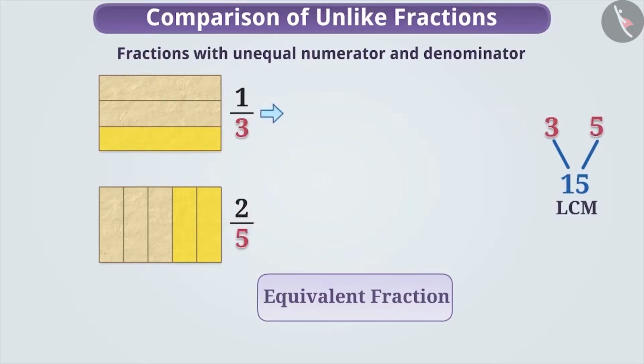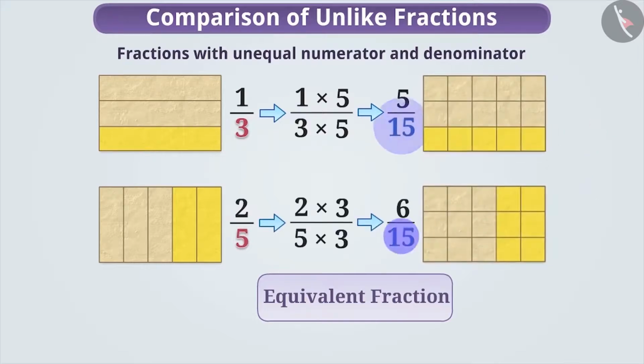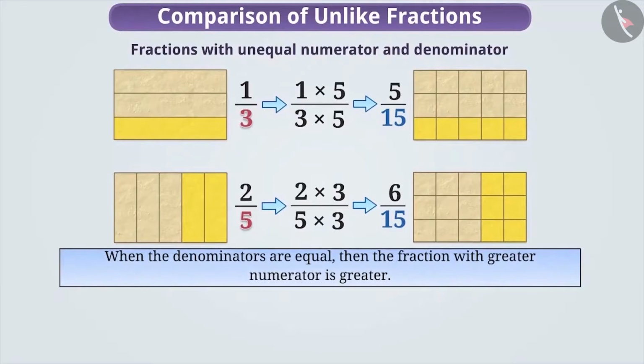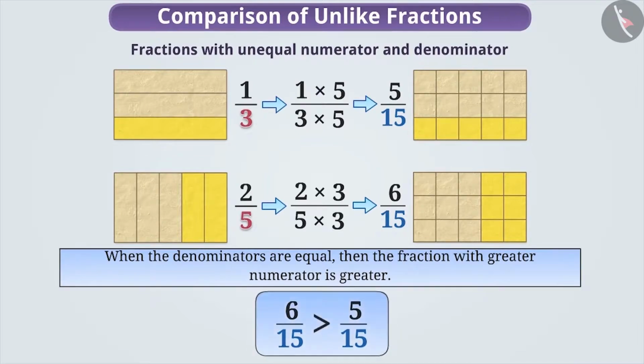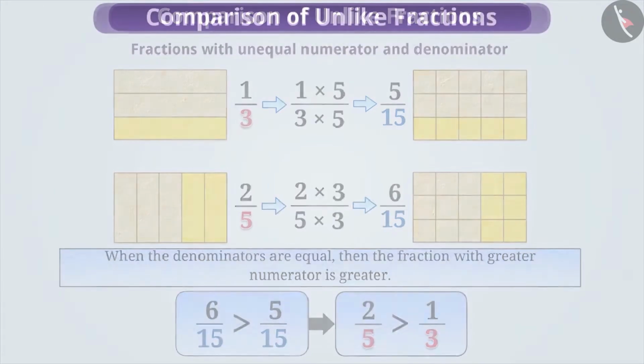We will multiply the numerator and denominator of 1 by 3 by 5 to get the fraction 5 by 15. Similarly, the fraction 2 by 5 is multiplied by 3 to get 6 by 15. Here, the denominators are equal. When the denominators are equal, then the fraction with greater numerator is greater. Since the numerator 6 of 6 by 15 is greater than the numerator of 5 by 15, therefore, the fraction 6 by 15 is greater than 5 by 15. Thus, the fraction 2 by 5 is greater than 1 by 3.